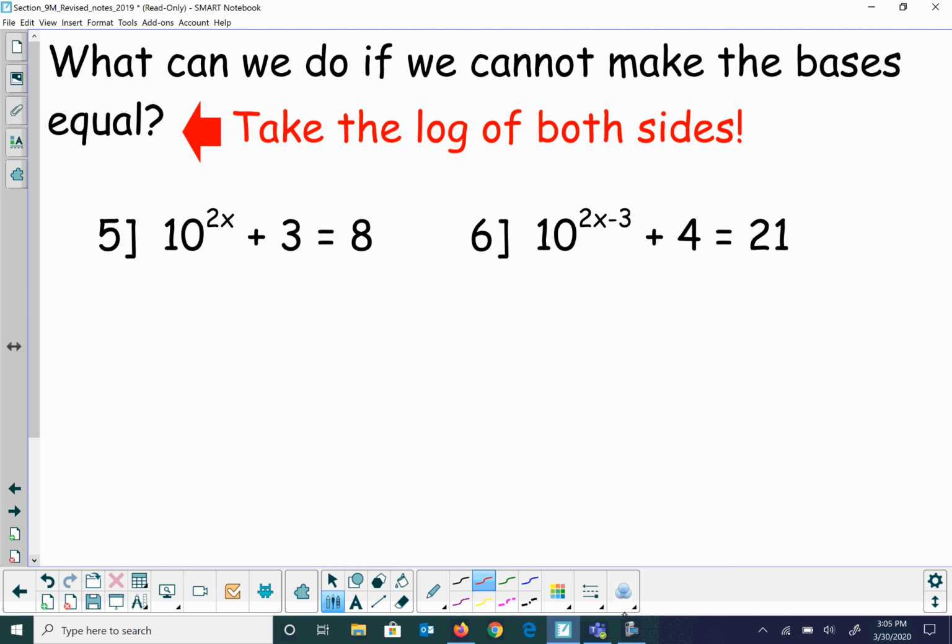Okay, so what can we do if we don't have like bases equal? Okay, so let's work through this. So let's just subtract 3 from both sides first. And I really am not going to be able to make 10 and 5 the same base. I realize they're roots of each other. That's fine.